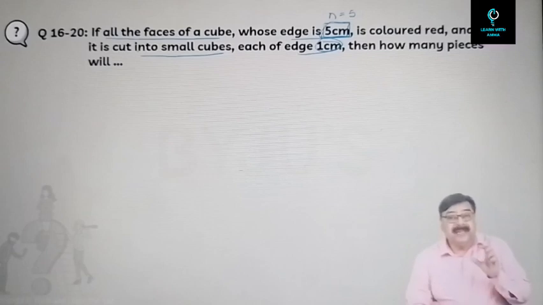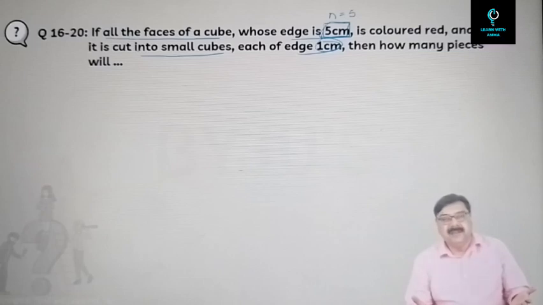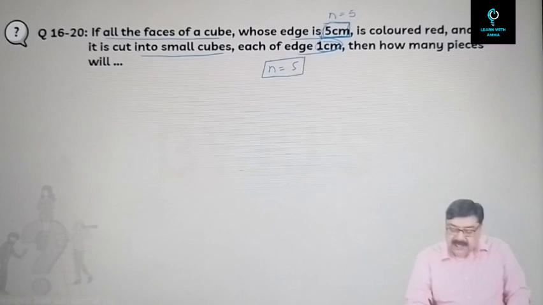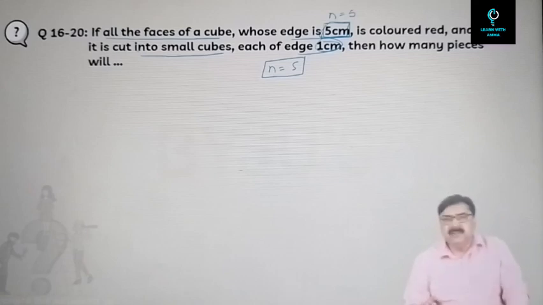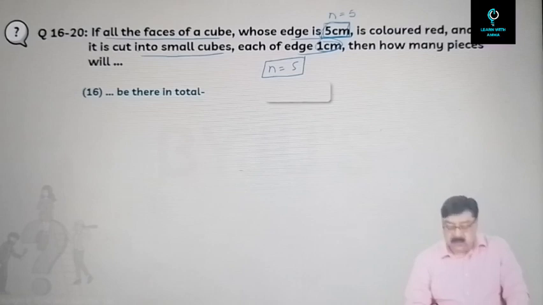How many 1 centimeter are there in 5 centimeter? Obviously, there are 5. So the value of n here will become 5, because on each edge you will find 5 small pieces, one above the other, each of 1 centimeter edge. 1 plus 1 plus 1 plus 1 plus 1, 5. So there is absolutely no need for a diagram. Question is, how many pieces will be there in total? That we know is n cube, which is 5 cube. That works out to be 125. You don't have to draw the diagram.